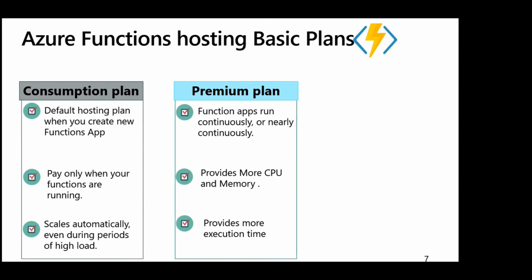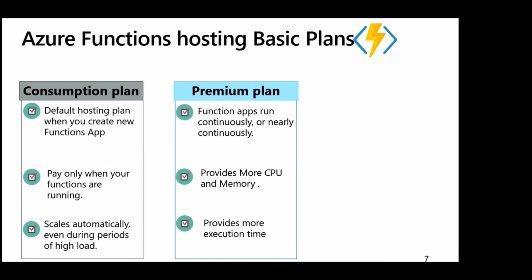Provides more CPU and memory. So compared to consumption plan, you get more CPUs. You can choose how many cores you want and how much memory you want, which during the consumption plan, for example, if you need 32 cores or 4 cores, you can choose here, but that feature is not available. And it provides more execution time. The default timeout of consumption plan is like 10 minutes or 6 minutes, but with this premium plan you can execute for 1 hour or so.